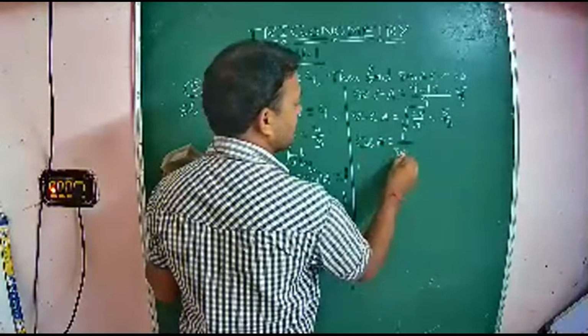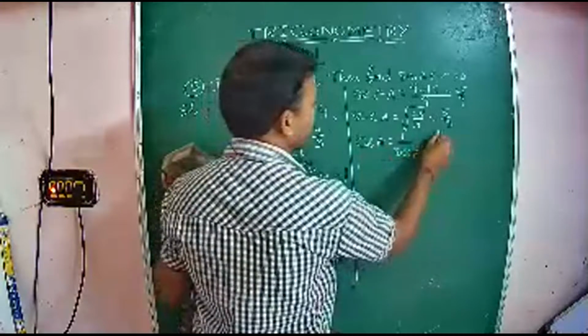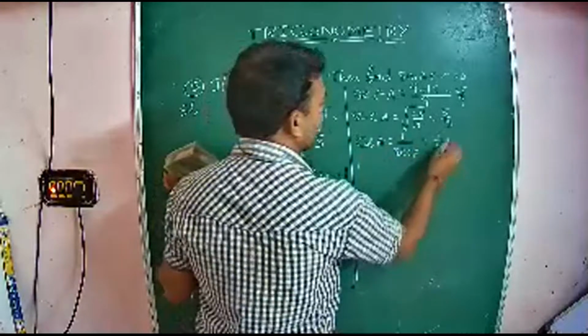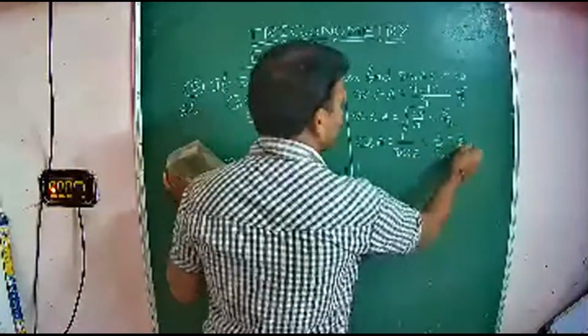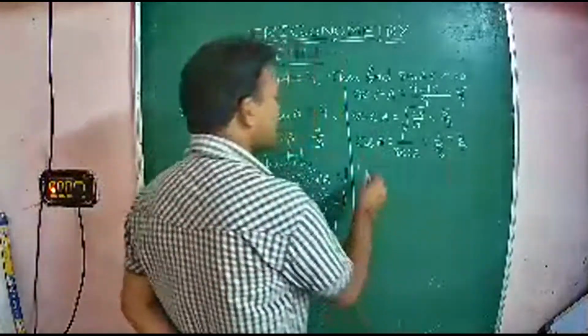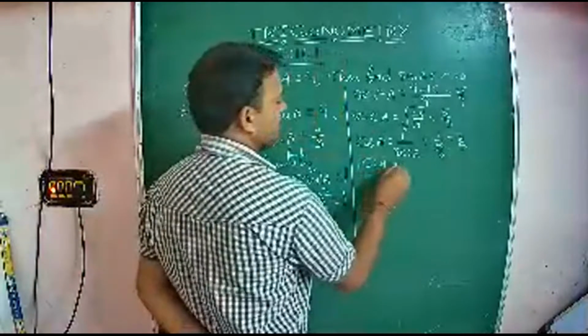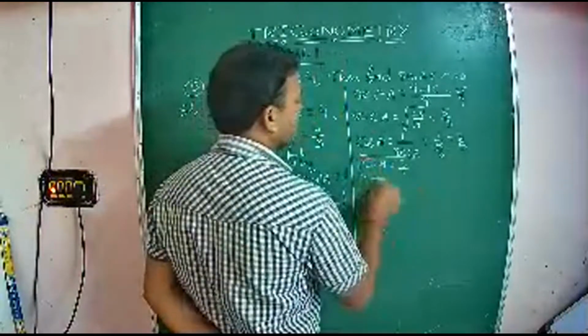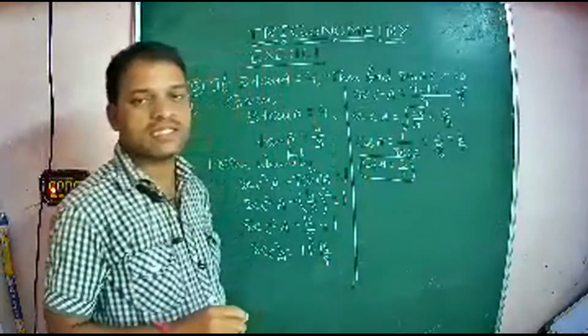Cos A is equal to 1 by secant A. So that is nothing but 1 by 5 by 3, which is nothing but 3 by 5. Okay, once you check it, this mistake. So the next, this is about cos A, students. Cos A is equal to 3 by 5. So cos A is 3 by 5.